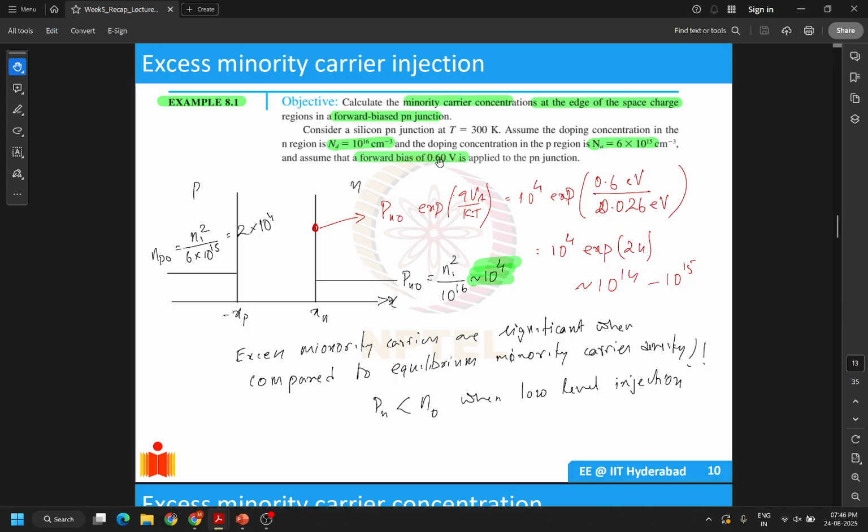So this is straightforward. You have to calculate the minority carrier junction concentration at the edge of the region for forward bias of 0.6 volts. The formula for that we had studied is Pn at x of n, where these are the edges of the space charge region or depletion region.